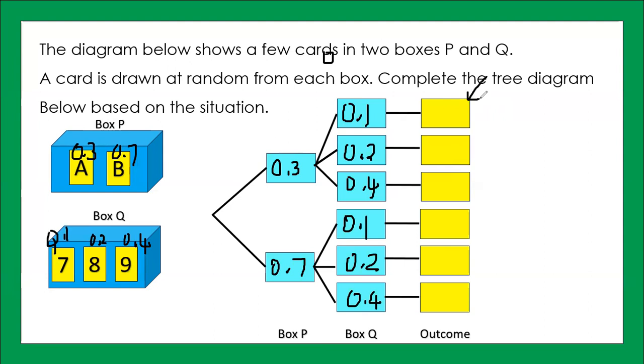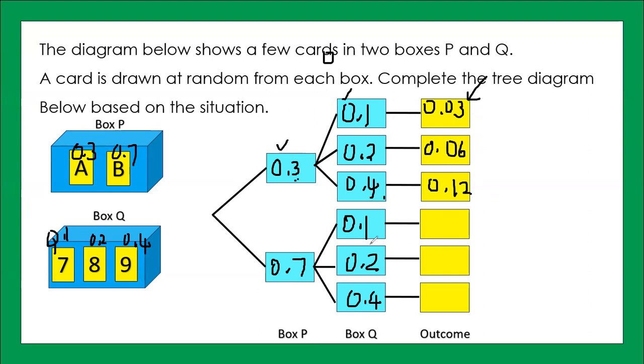How do I calculate this? Take your calculator, take 0.3 times 0.1. What do you get? Very good, 0.03. Done. What is 0.3 times 0.2? 0.06. Correct? What is 0.3 times 0.4? Isn't that 0.12? Am I right? Yes or not? Help me do the calculation here.